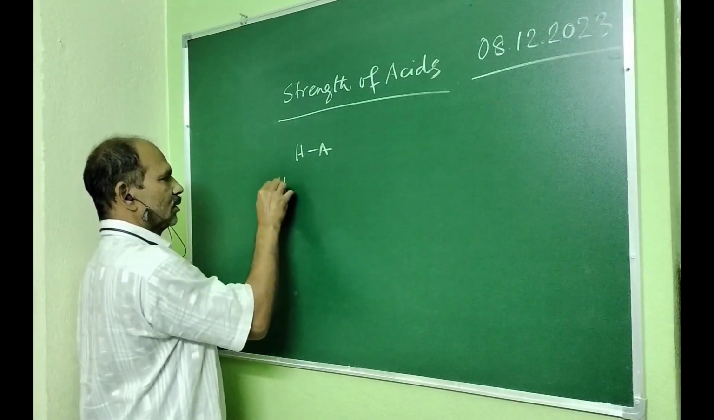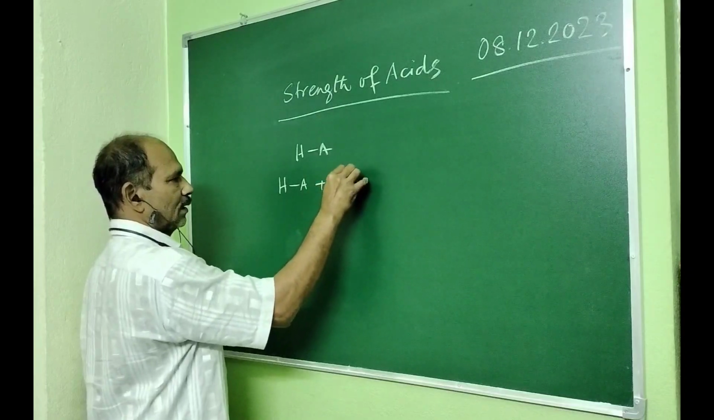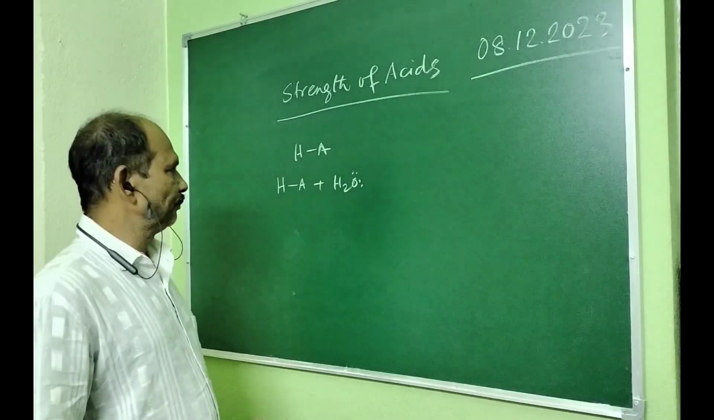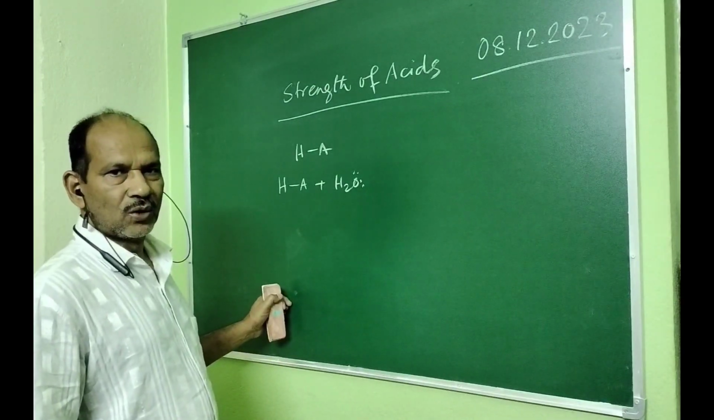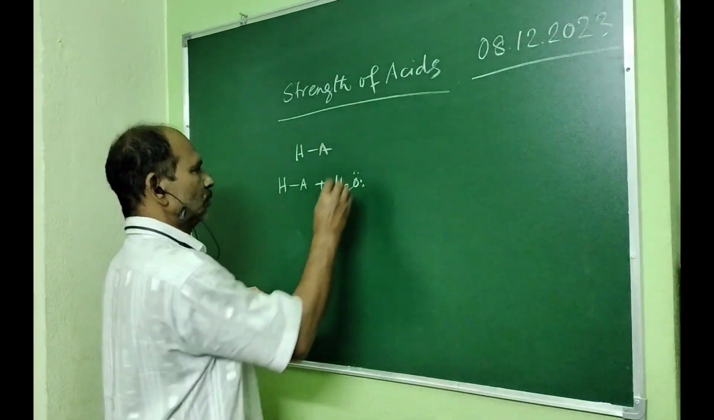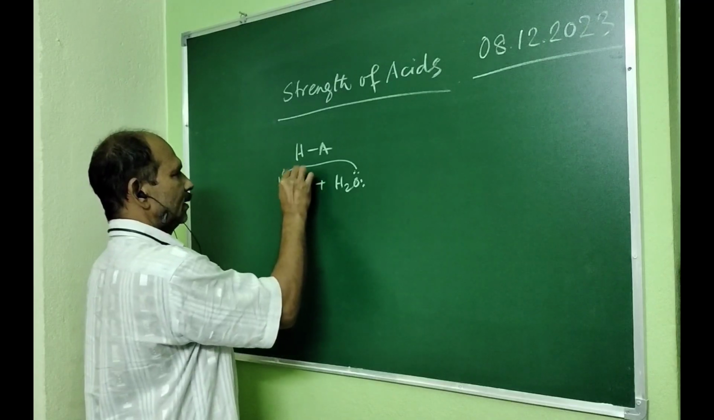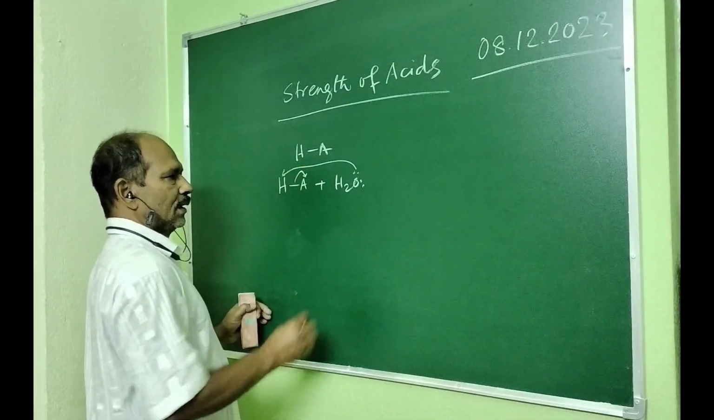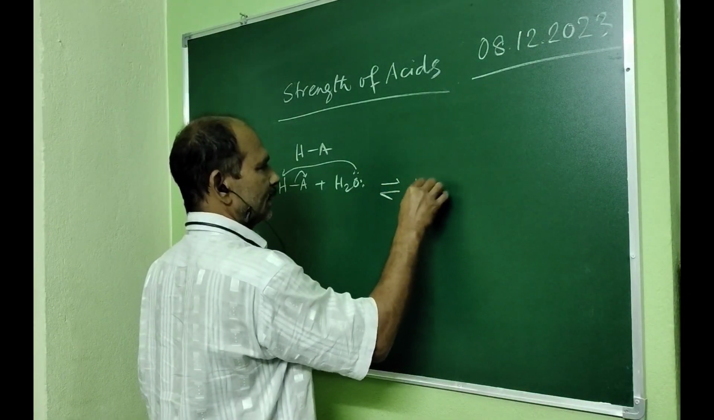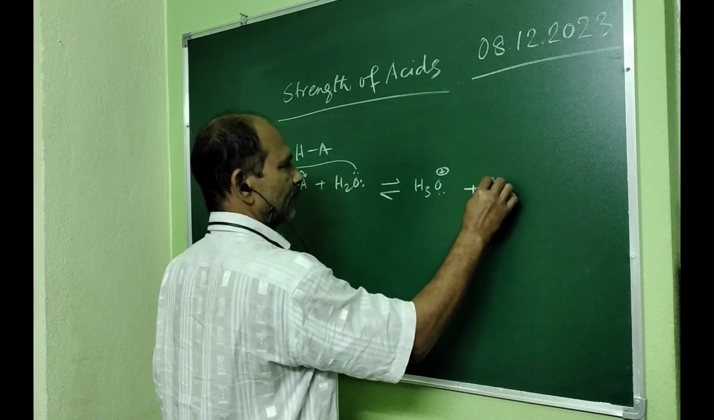In aqueous solution, HA reacts with water. Water acts as a base here due to the presence of two lone pairs of electrons on the oxygen atom of the water molecule. This water molecule takes up the proton from HA, the bond breaks, and we get the equilibrium: H3O+ plus A minus.